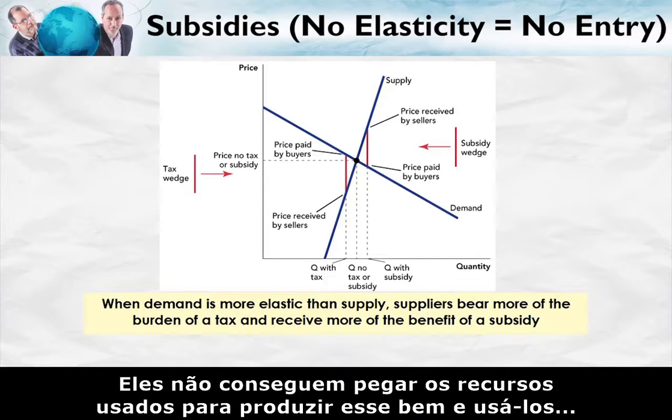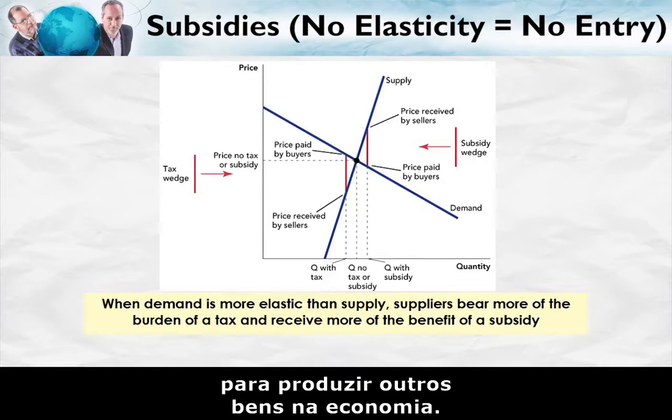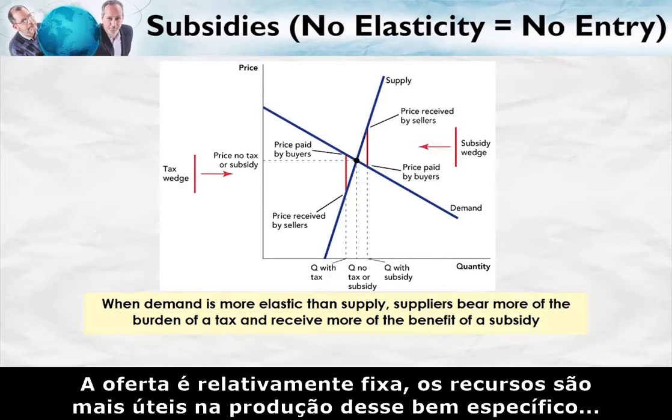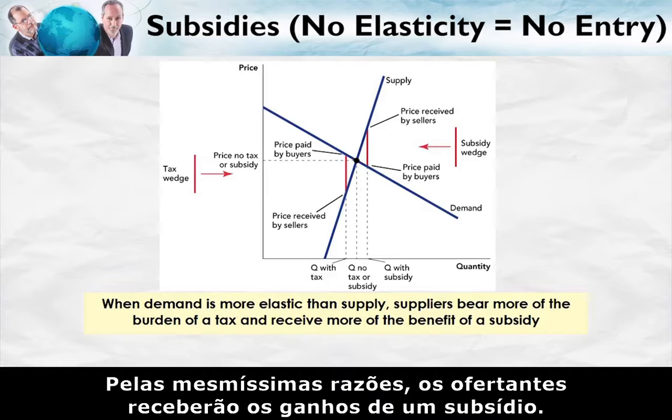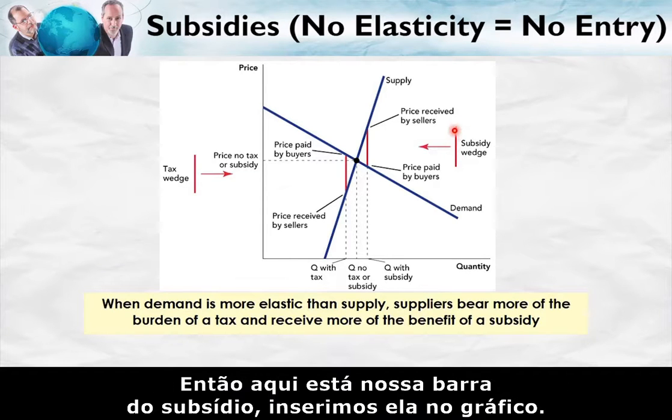They're bearing the brunt of the tax because the suppliers have nowhere else to go. They can't take their resources used to produce this good and use it to produce other goods in the economy. The supply is relatively fixed. The resources are most useful for producing this particular good, so the suppliers cannot escape. For the very same reasons, the suppliers would get most of the gains of a subsidy. So here's our subsidy wedge. We drive it into the diagram.